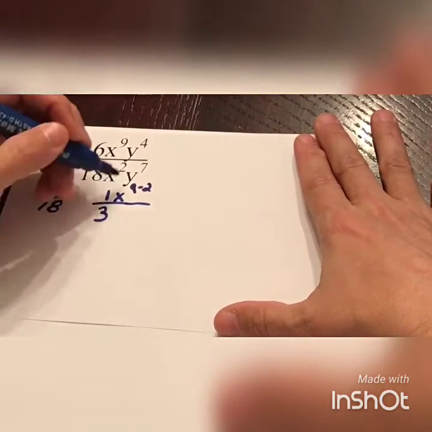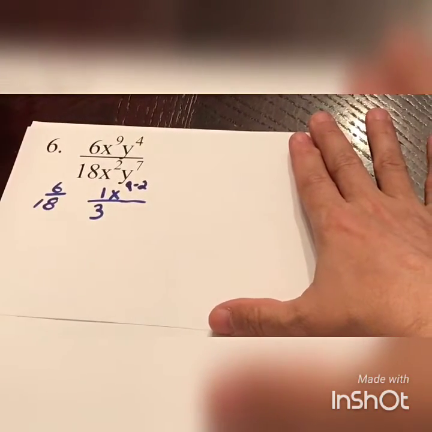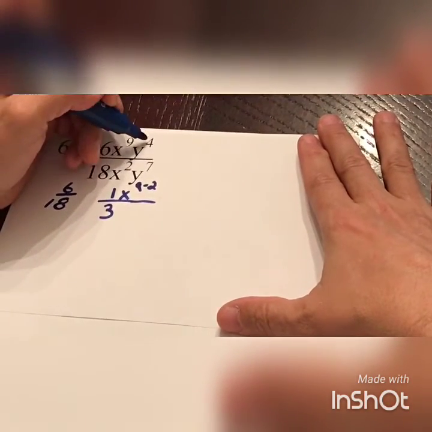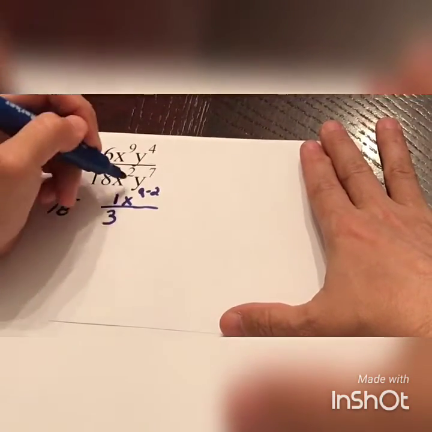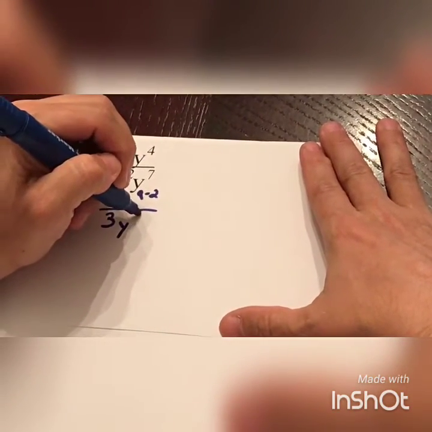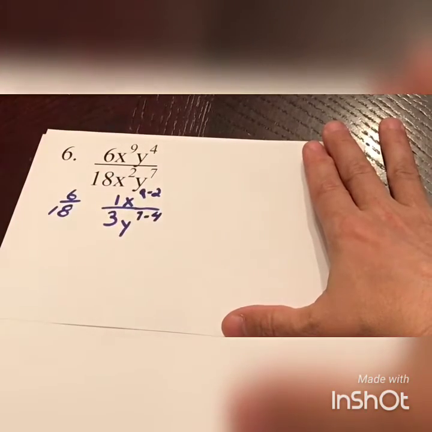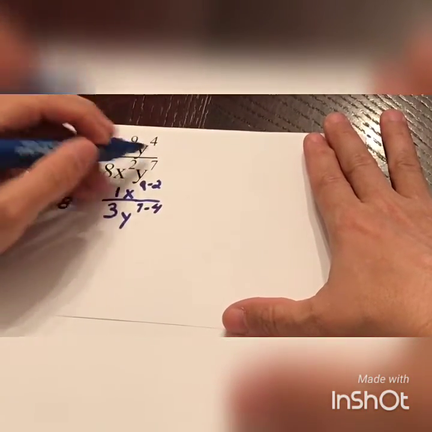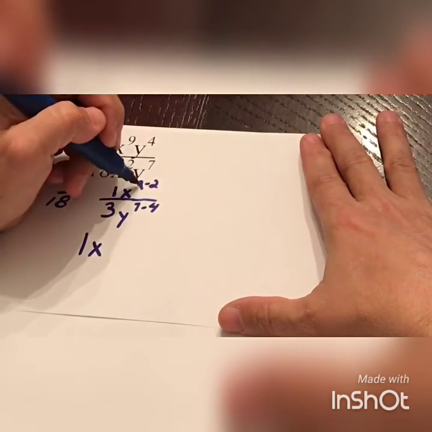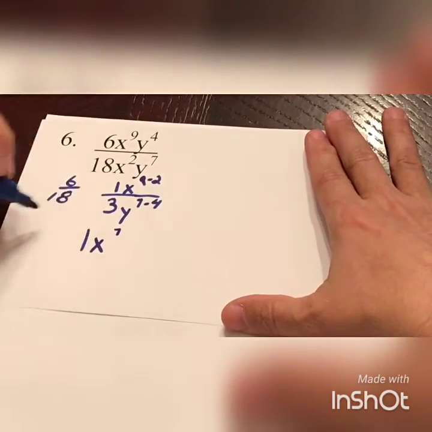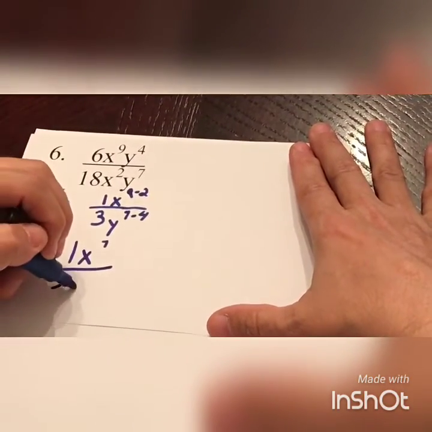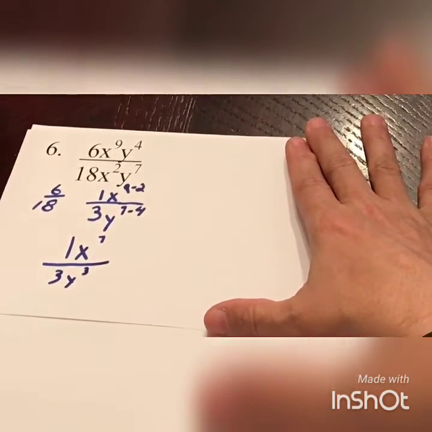Yes, that is a 9. Again, I apologize for the marker closing it in. Now with the y variable, the 7 is larger than 4. And since the y to the 7th is on the bottom, the y variable will stay on the bottom. And we continue with subtraction. 7 subtract 4. Now, when I clean this up, 1 over 3, 9 minus 2 is 7, 7 minus 4 is y to the 3rd.